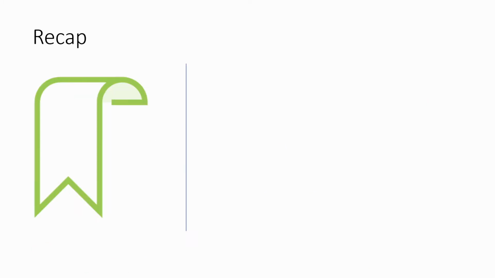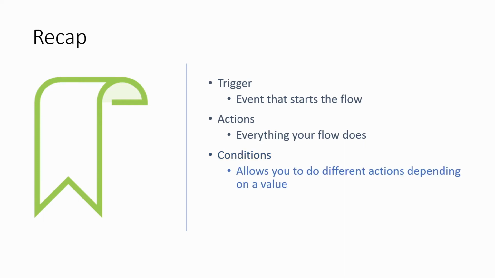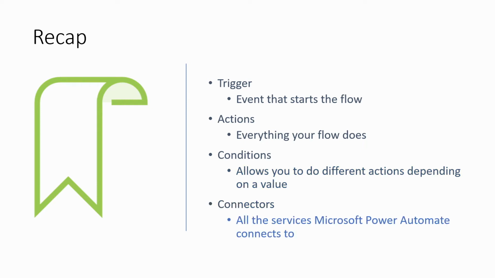So just to recap, the trigger is the event that starts the flow, and actions are everything that your flow does. In a flow, we will also have conditions which allow us to do different actions depending on a value. And finally, we have talked about connectors, which are all of the different services that Microsoft Power Automate connects to.